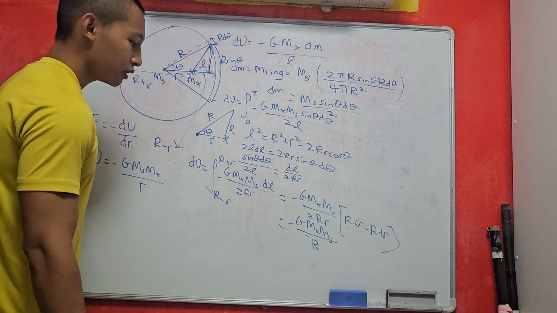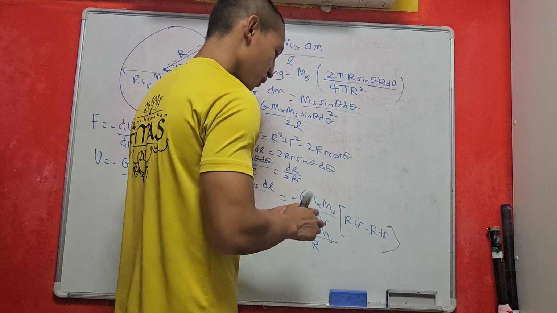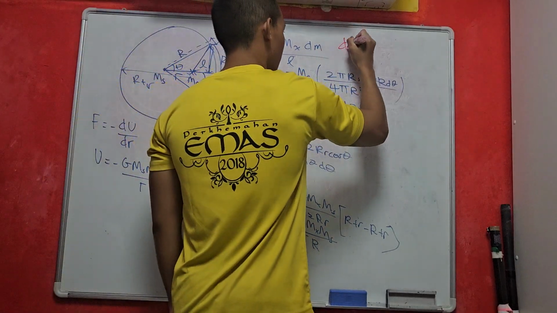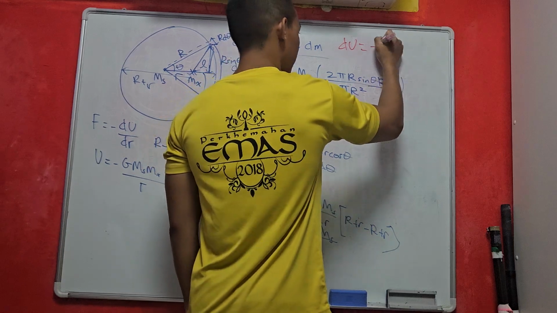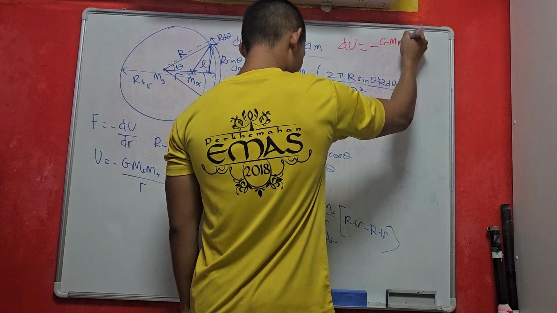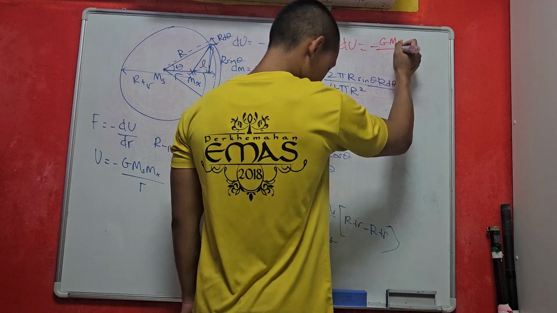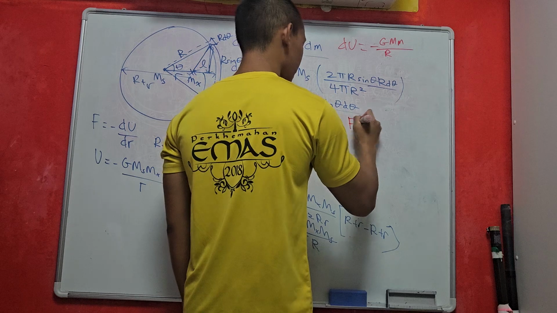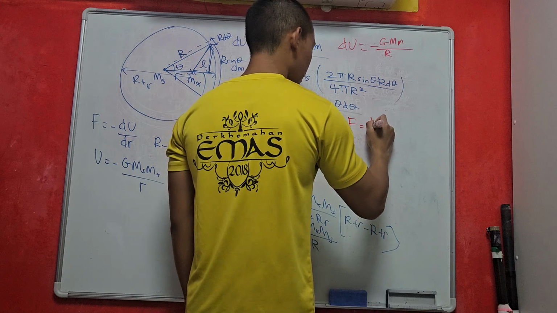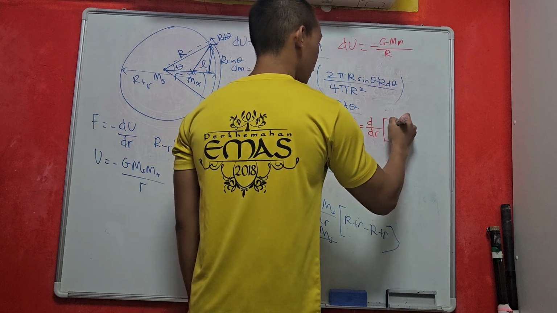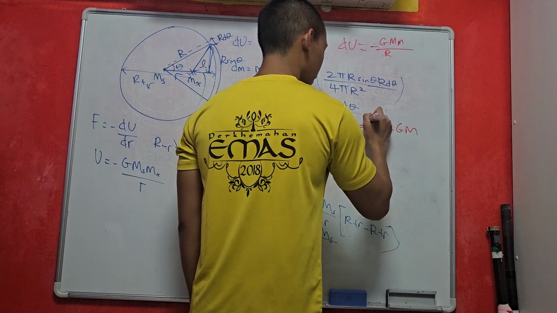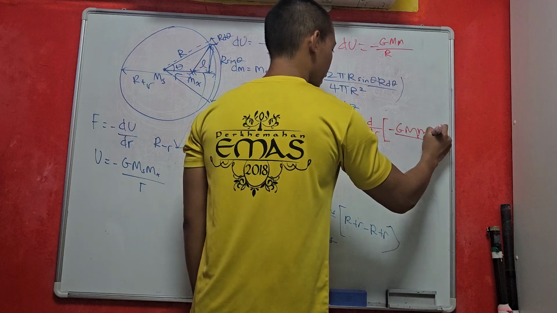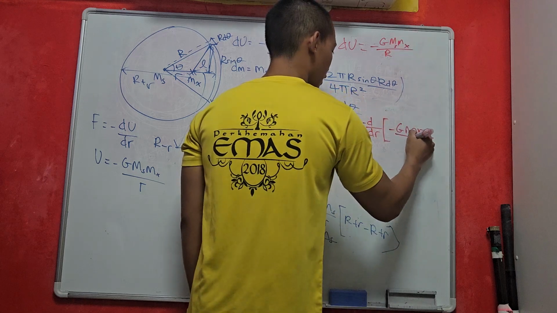Okay. So we have the expression for dU, and therefore we can see that U is equal to negative G Mx Ms over R. And to find F, you can say that F is equal to negative d over dr of negative G Ms Mx over R.